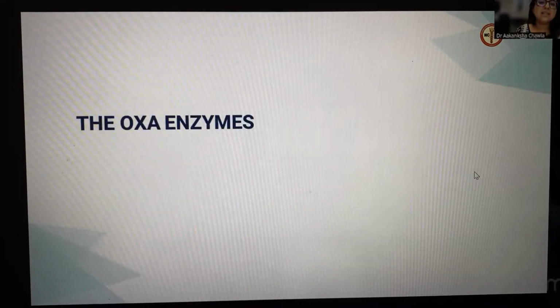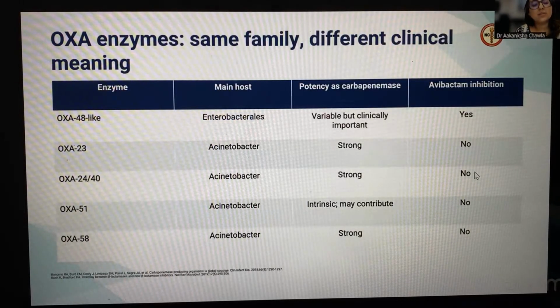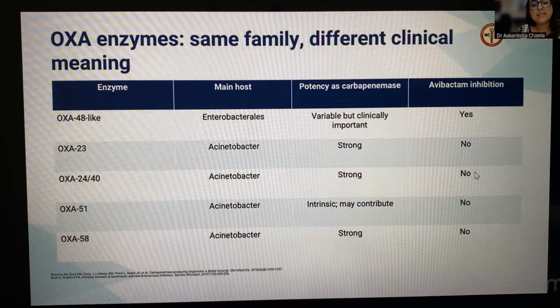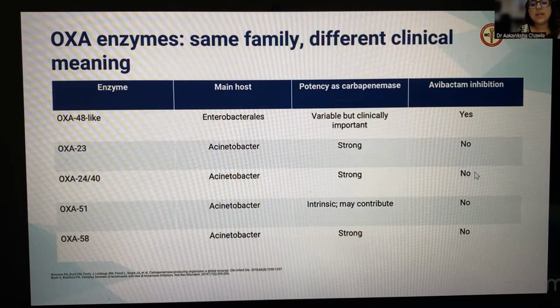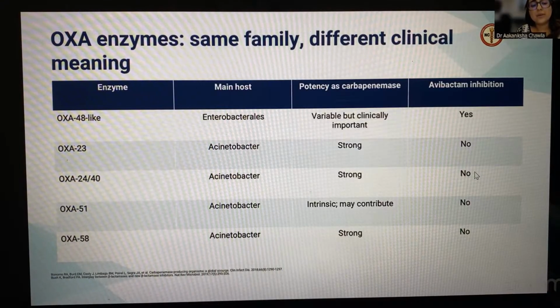Then class D, the OXA enzymes. So now when we talk about the OXA enzymes, we see OXA-48 commonly associated with Enterobacterales. The others, OXA-23, 24, 51 and 58, are all associated with Acinetobacter. And in these, your avibactam is not going to be effective. So when you see this, you need to know what you're dealing with.